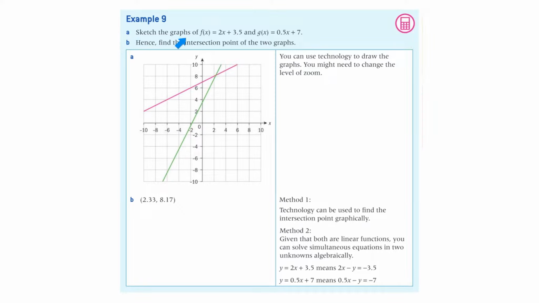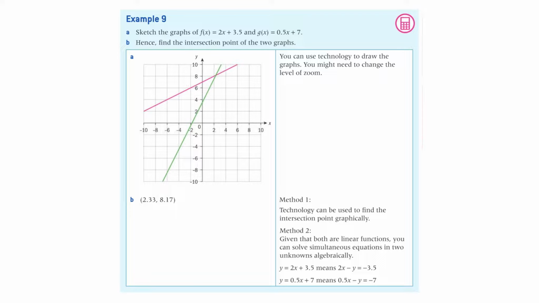Example 9a, sketch the graphs. The function f equals 2x plus 3.5, and the function g is 0.5x plus 7. You can use technology to draw the graphs. You might need to change the level of zoom. You can see we've got the range from minus 10 to 10 and the domain from minus 10 to 10. So you could set your calculator on that in advance.